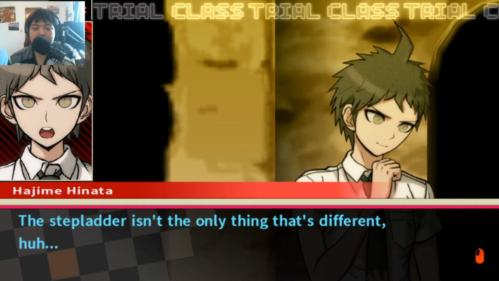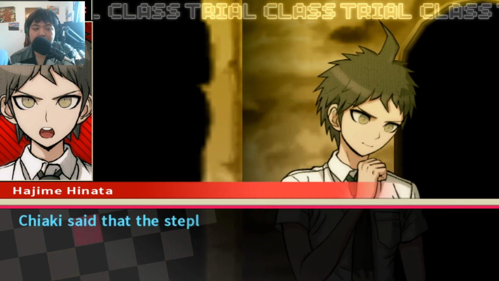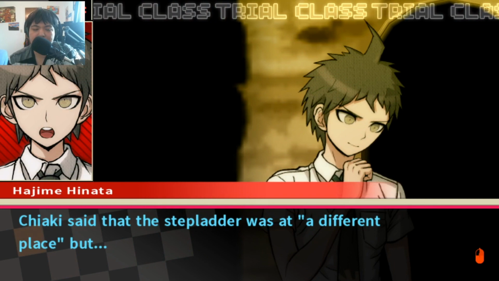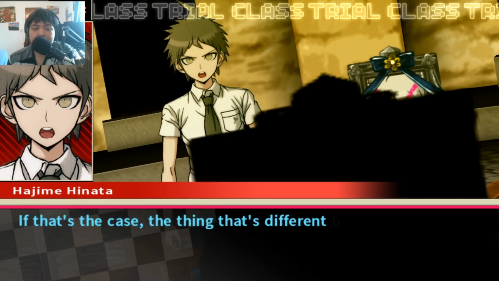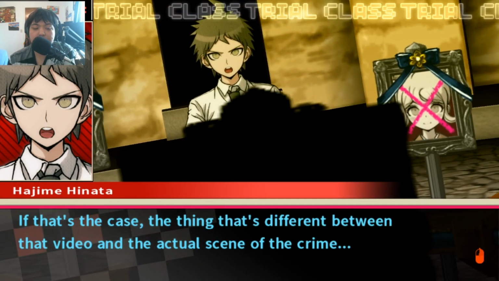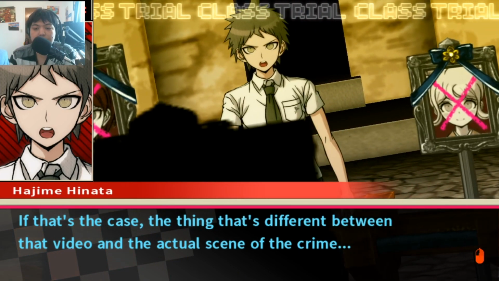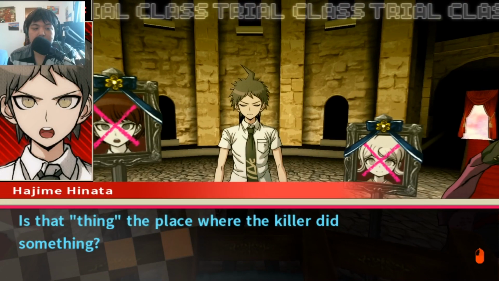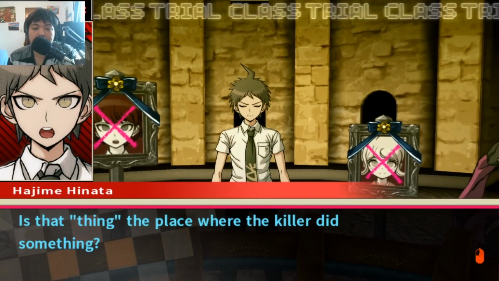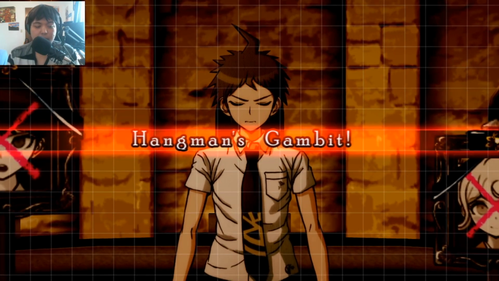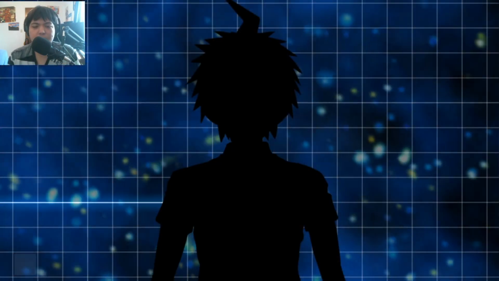The stepladder isn't the only thing that's different, huh? Shaggy said that the stepladder was at a different place. But if that's the case, the thing that's different between the video and the actual scene of the crime is that thing, that place where the killer did something? Okay, hey Miss Gamma then. What thing were you referring to?